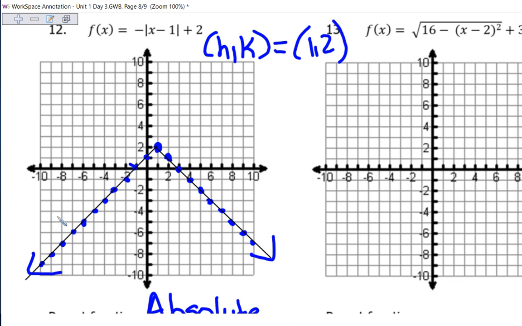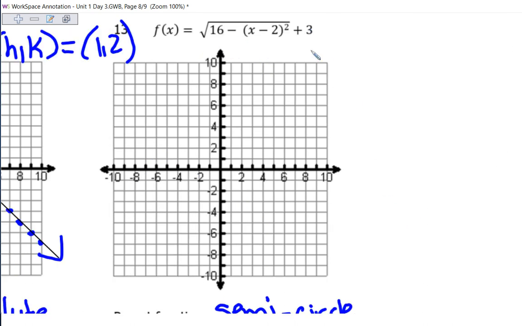And number 13, what's the parent function? It's often confused with the square root, but it's not square root. What is it? Semicircle. That's a new one we learned yesterday. And remember the general equation is f of x equals a square root of r squared minus (x minus h) squared, plus k.